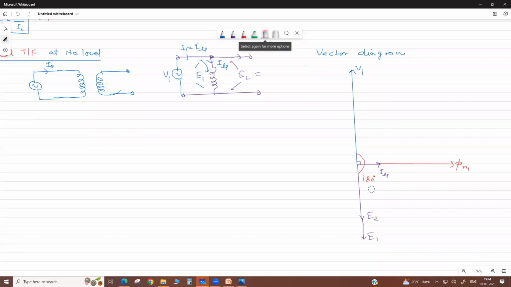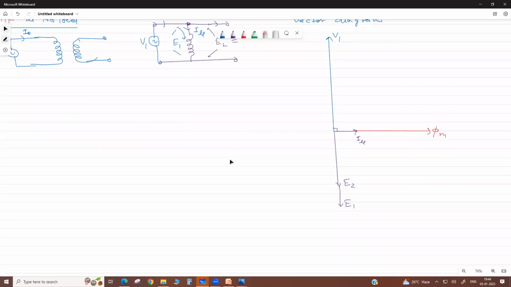My dear, sometimes they ask: these induced EMFs are at 180 degrees from the supply voltage. What is the phase difference between the induced voltage and supply voltage? 180 degrees. They are at 180 degrees, and both the induced EMFs are in the same phase. So this is the vector diagram of an ideal transformer at no load.